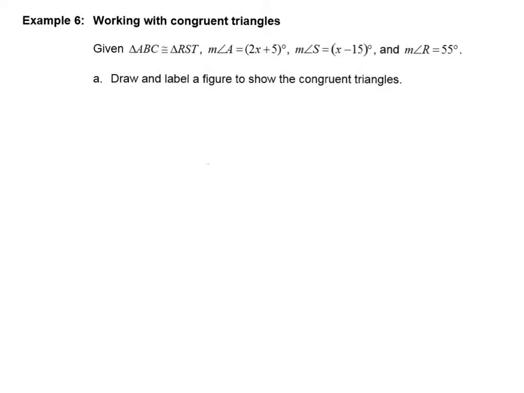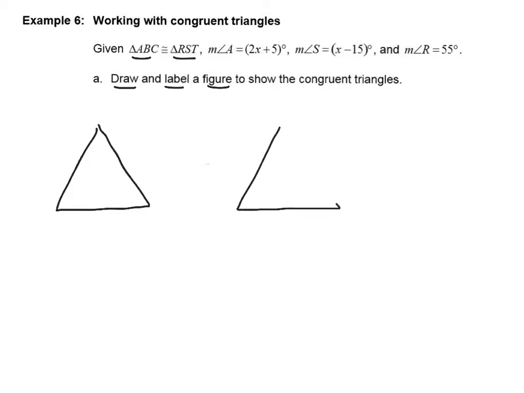For the next example, they start off by telling me triangle ABC is congruent to RST. And I want to draw and label these figures to start. So we have two congruent triangles. I'll try to draw them so they appear about the same size. First one is ABC, and I want to label the next one so it goes in the same order. A corresponds with R, B corresponds with S, and C corresponds with T.